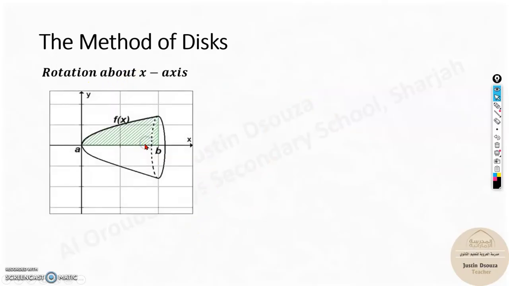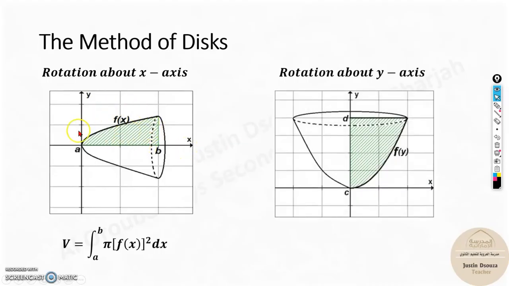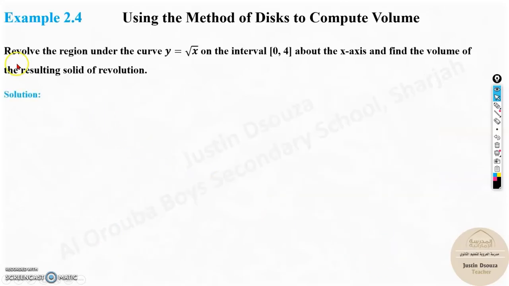Rotation about the x-axis. This is just a quick review of the formulas. See, when you're rotating along the x-axis, it's something like this. This will be the given function. Rotated, you'll get this. This is the formula. For the y-axis, this is the formula. Now we will see an example problem.